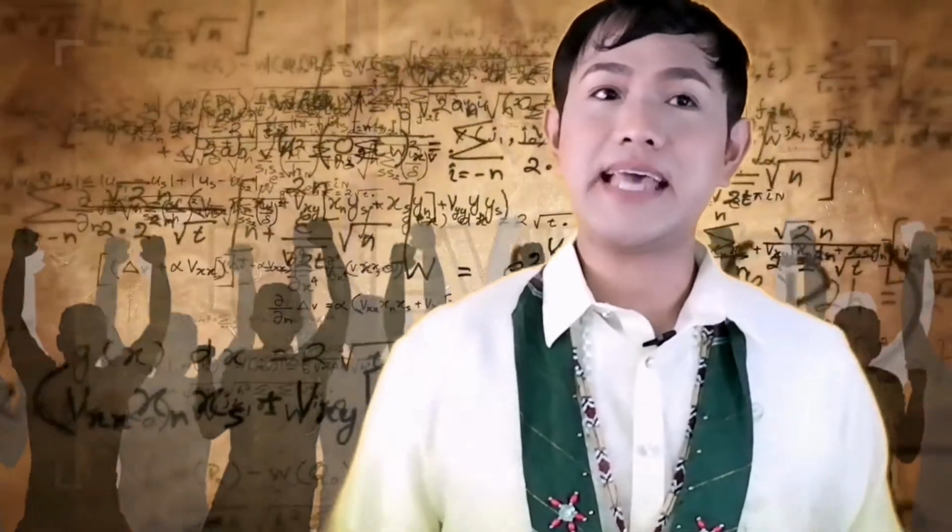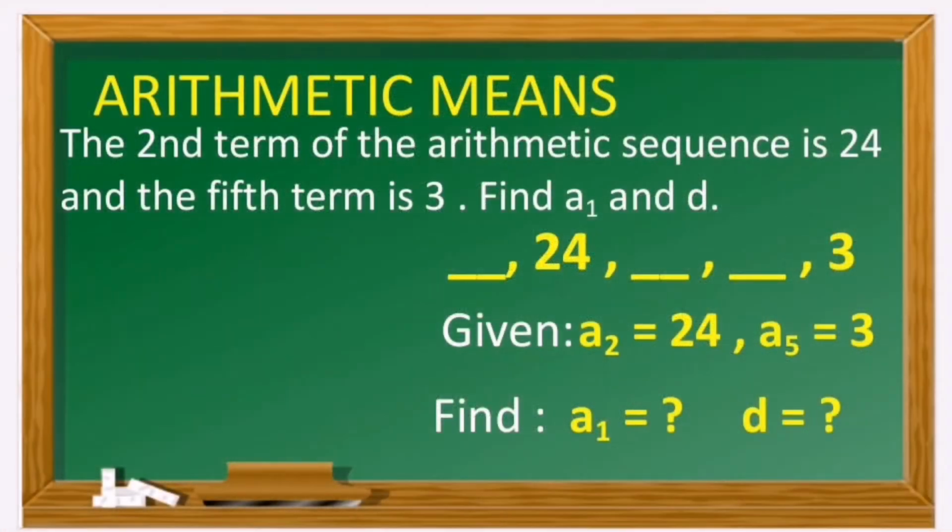I'm sure you are. So here is the next example. The second term of the arithmetic sequence is 24, while the fifth term is 3. Find the first term, or a sub 1, and the d, the common difference. Again, the second term of the arithmetic sequence is 24, and the fifth term is positive 3. Find a sub 1 and d.